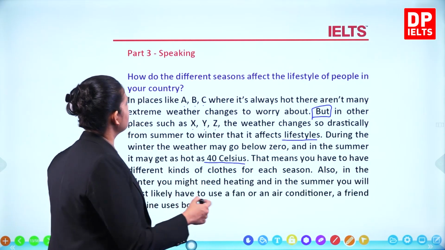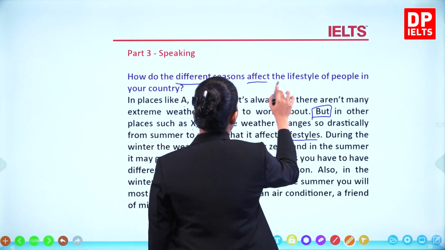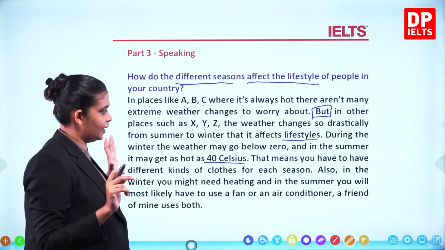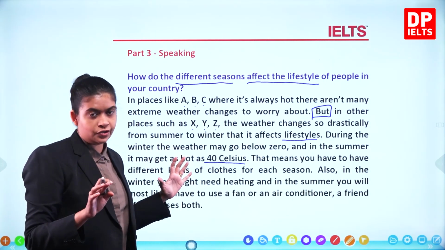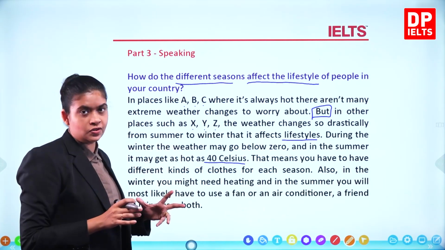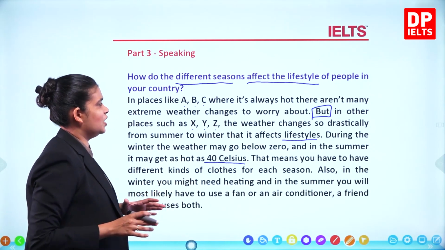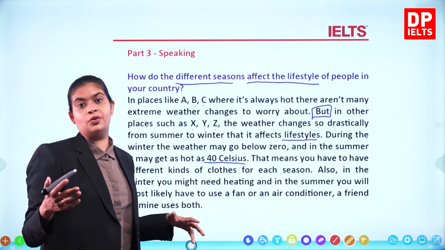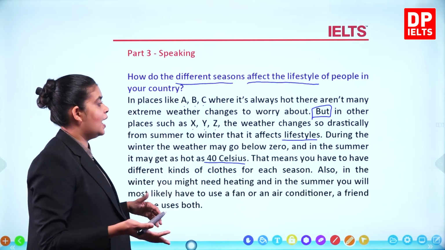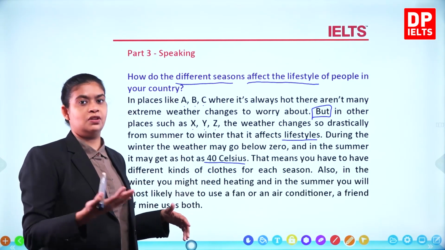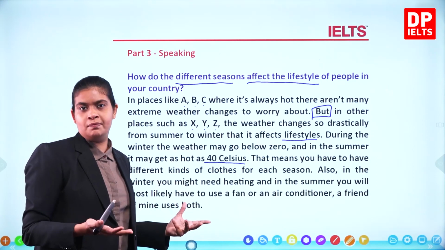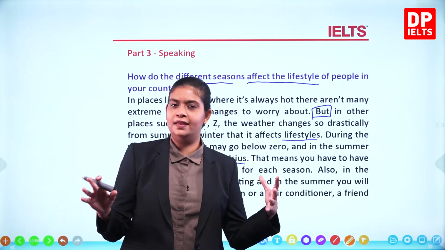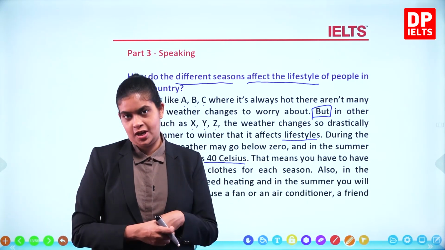So here the student talks about how different seasons affect the lifestyle. You can see that during winter it's cold, so you need a heater and warmer clothes, and it changes how people behave as well. Whereas in summer it's warm, you need fans or air conditioners, and people like to go out more, have an ice cream, and go for a swim. Those are the kinds of things that people do. So their clothes change, and their lifestyles also change accordingly.